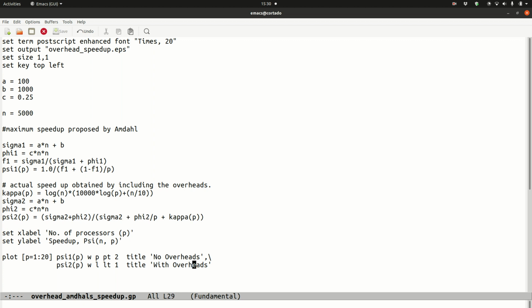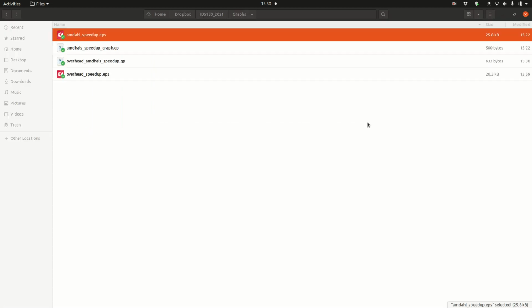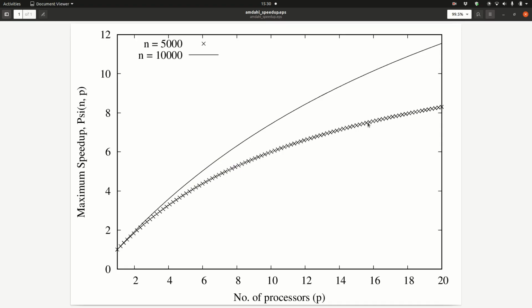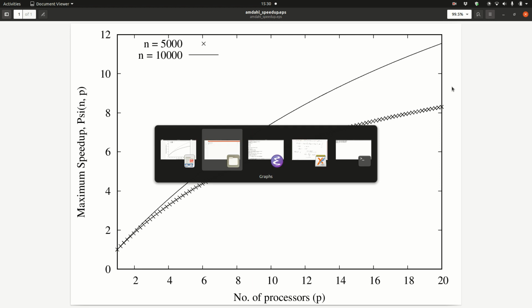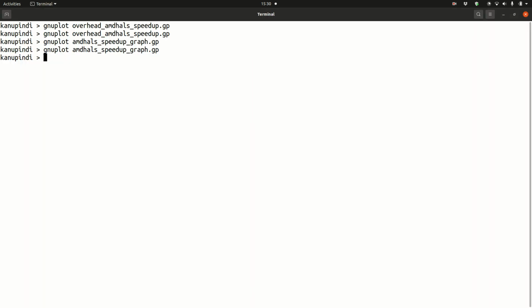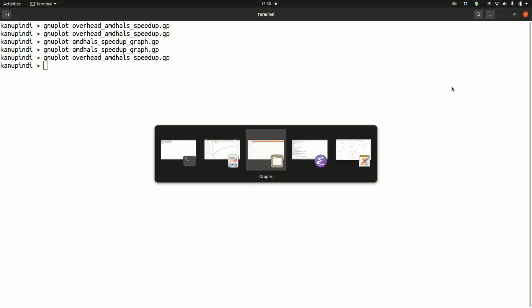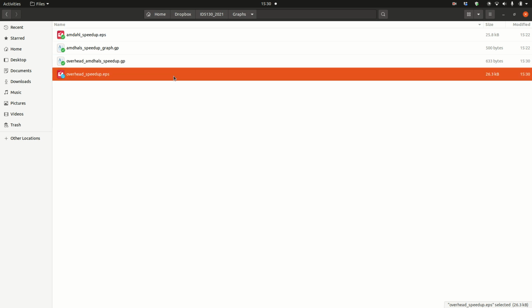Okay, and then I plot both of them. No overheads is basically the first one, and with overheads the second one. Okay, so I would just run this program. I would close this thing, but we will basically get this curve again. Anyway, I'll keep it, maybe required. So I run the overheads program. It ran and wrote this particular overheads.